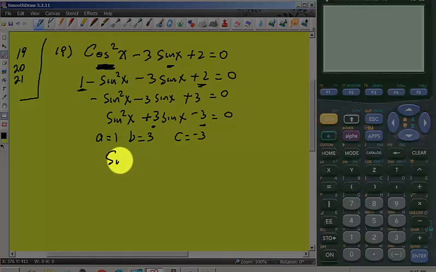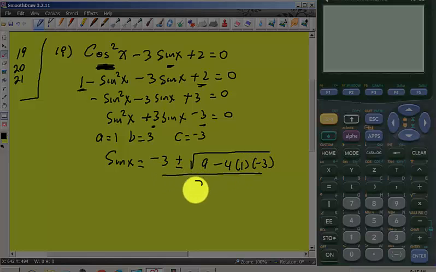Alright, so this is sine of x is equal to negative b, negative 3 plus or minus square root of 3 squared, which is 9, minus 4 times a times c, which is negative 3, all that over 2 times a. That is what I have.